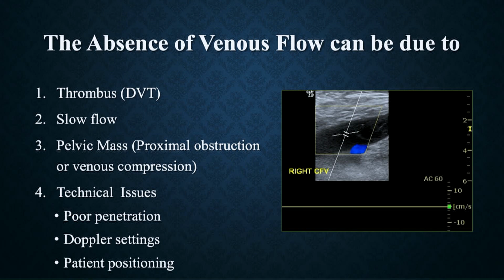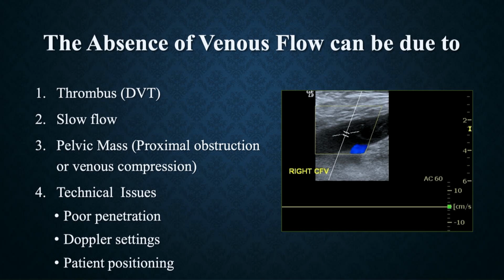Absence of venous flow can be due to a number of different things. Obviously, if it's clotted, we're not going to see flow, but very slow flow can sometimes be difficult to detect without conventional color Doppler. Something causing obstruction or compression of the veins above, like a pelvic mass, which we'll look at later, can cause the absence of visualization of flow because it's so slow. And of course, then there are technical issues.